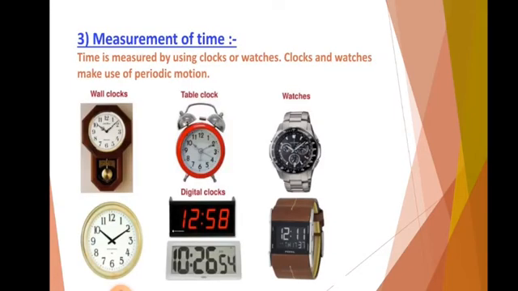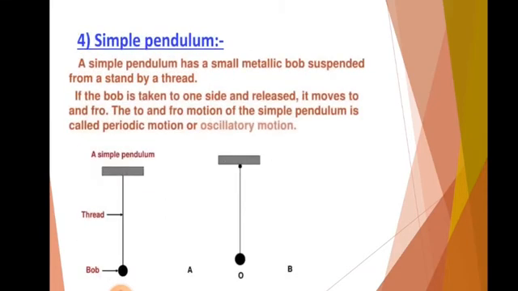In order to find the speed, we need measurement of time. So let us understand how do we measure time. Time is measured by using clocks or watches. We ask about time during various times in our day-to-day life. So clock and watches follow periodic motion like a simple pendulum. A simple pendulum has a metallic bob which is suspended from a stand by a thread, as you can see in this picture. Now if the bob is taken on one side and it is released, then it will move to and fro and it will keep repeating this pattern every time.